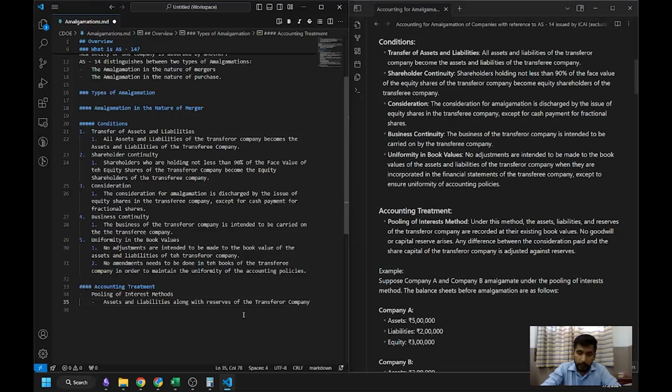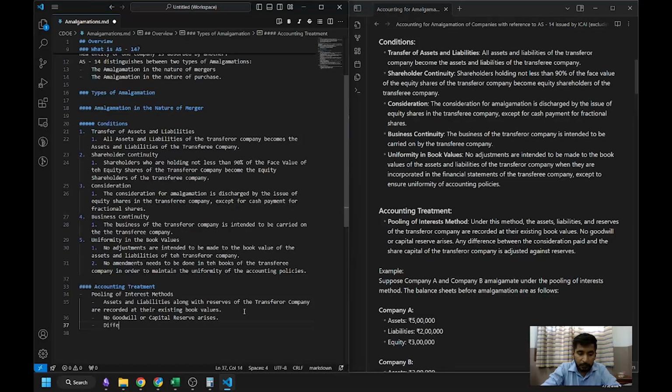So what is a transferor company? Who is transferring its assets to another company, and that another company will be considered as a transferee company. Are recorded at their existing book value. No goodwill or capital reserve arises. There will be no case of goodwill or capital reserve.